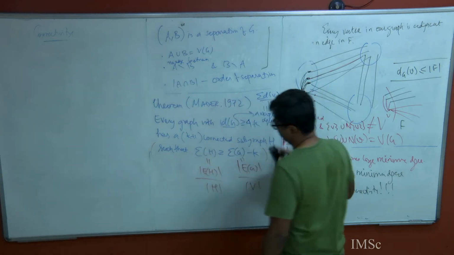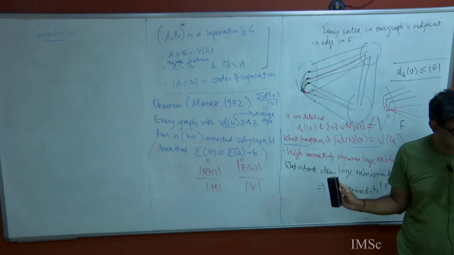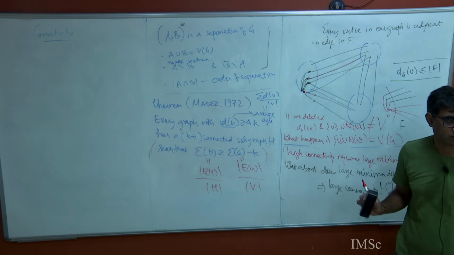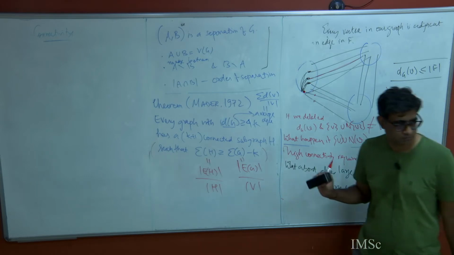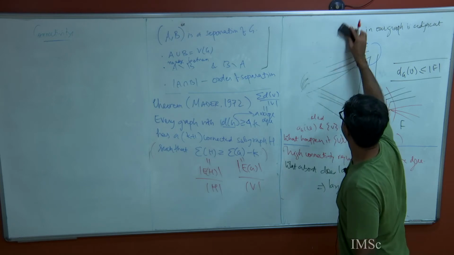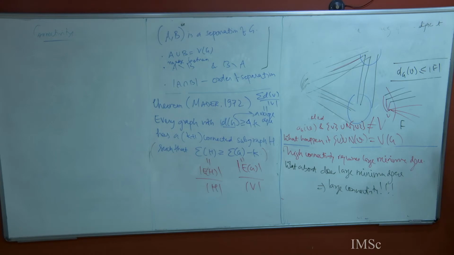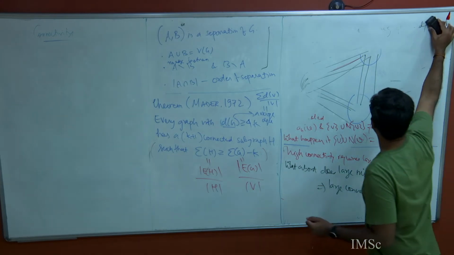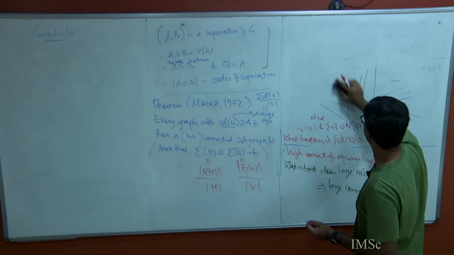But all I wanted to show is that every graph with large average degree contains a large k+1 connected subgraph. That's my goal. So how do you think the proof could go?